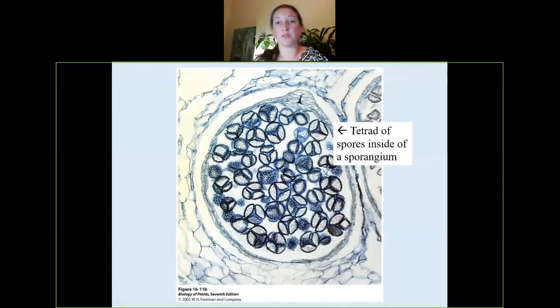Here is a slide of a cross section through a capsule of a liverwort. Remember, when you have meiosis, you end up with 4 daughter cells, right? So these are those tetrads. Each of these is a tetrad, so this is a group of 4 spores, believe it or not. You just can't see the 4th one. Those spores are going to break apart so that each spore will go on its own to grow into a gametophyte plant.